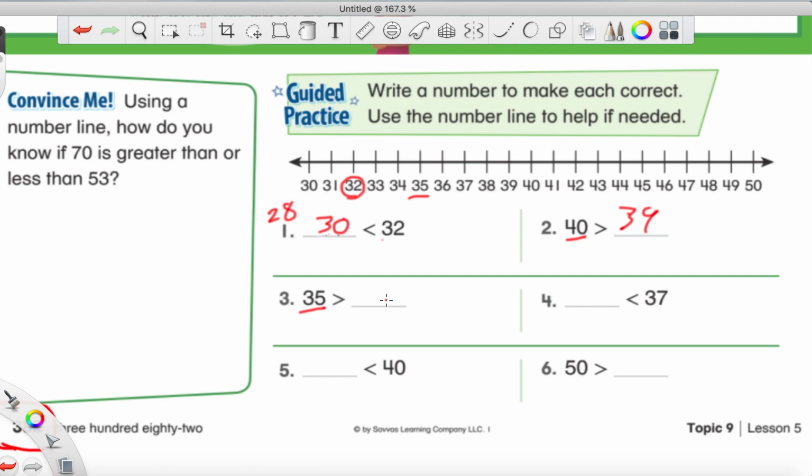Alright, did you figure out a number? If you didn't, hit the pause button. Take your time. Don't rush. Okay, so this sentence says 35 is greater than the other number.